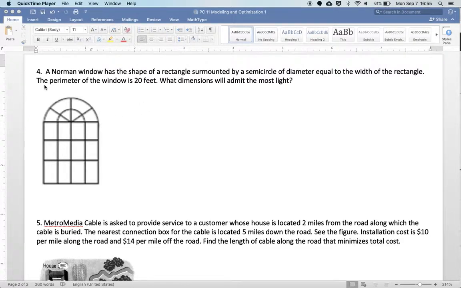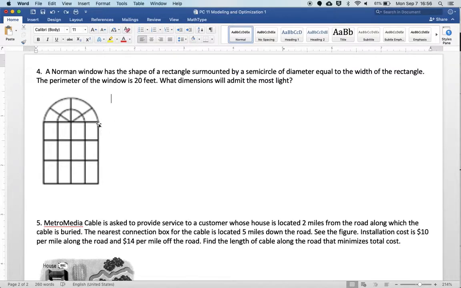Number 4 here is that Norman window. I'm going to walk you through my thought process and then type things up as we go along. A Norman window has the shape of a rectangle surmounted by a semicircle. So we've got a rectangle with a half circle on top. The diameter of the semicircle is equal to the width of the rectangle, so this is the width of the rectangle, but it's also the diameter of the semicircle. The perimeter of the window is 20 feet.